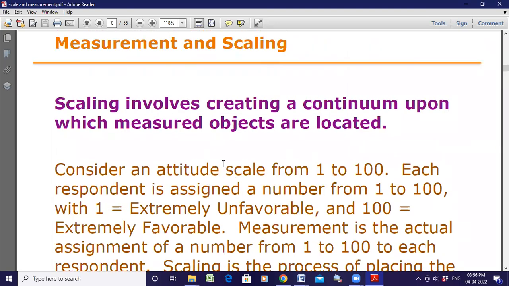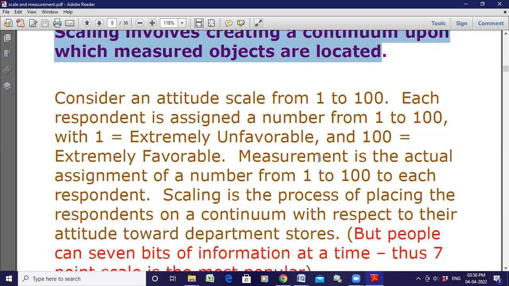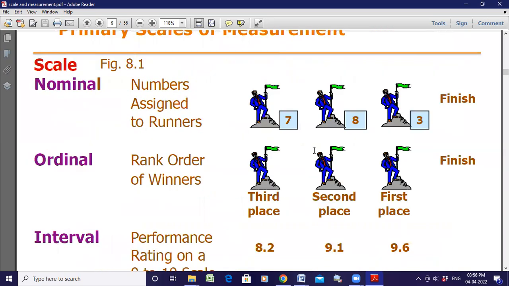Okay. Now, scaling involves creating a continuum upon which measured objects are located. Now, this example will be different.